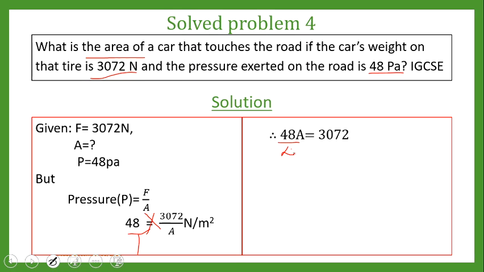Divide both sides by 48. Divide this side also by 48. 48 and 48 will cancel each other. Then 3,072 divided by 48 is going to give us the value to be equal to 64 meters square. And that is the answer to this question.